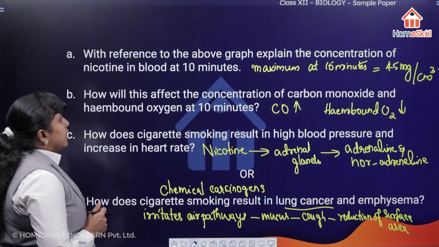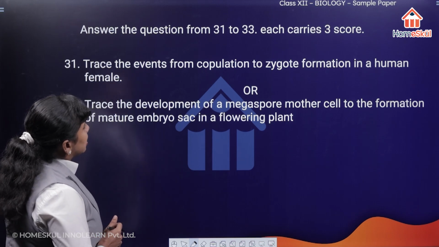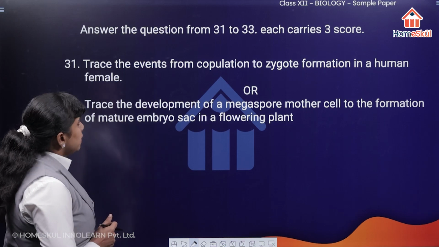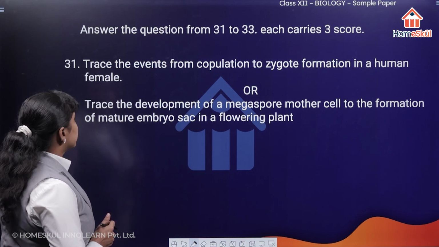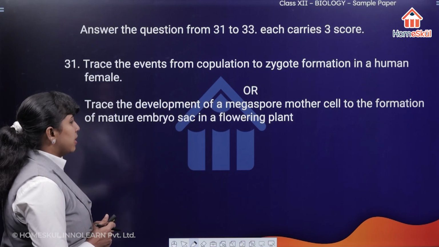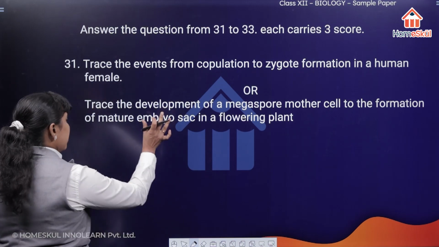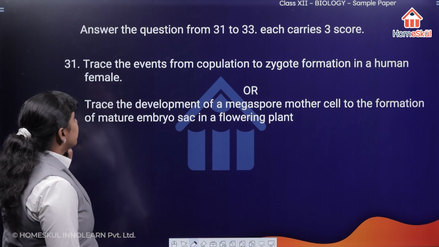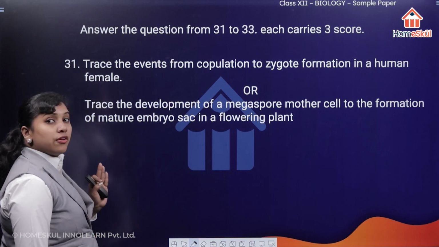Okay, then next question. Answer the questions from 31 to 33. Each carries 3 score. Trace the events from copulation to zygote formation in a human female, or trace the development of a megaspore mother cell to the formation of mature embryo sac in a flowering plant. This is a question from the botany part. Let us discuss the zoology part of this question: trace the events from copulation to zygote formation in a human female.